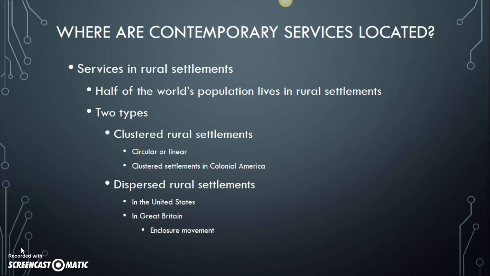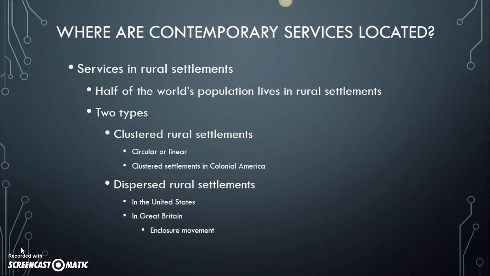So when we talk about contemporary services, again, these are more modern. We're going to start talking about rural settlements, and then we'll move on and talk about urban settlements. A little bit less than half the population these days lives in rural settlements, and largely that's to be found in the developing world. In the developed world, more than 50% of people live in cities as opposed to rural areas, and that change is rapidly happening in the developing world as well. So we talk about rural settlements. There's really 2 major kinds.